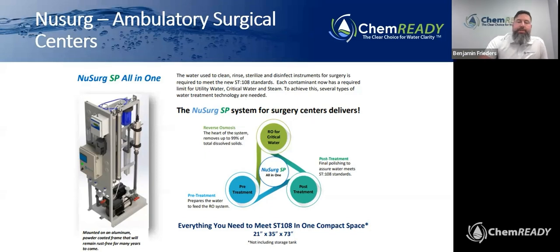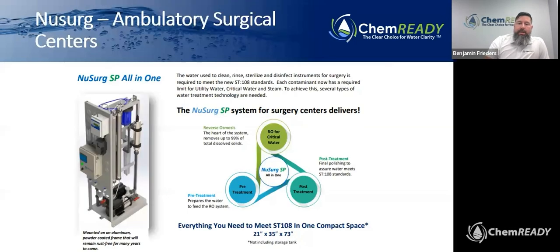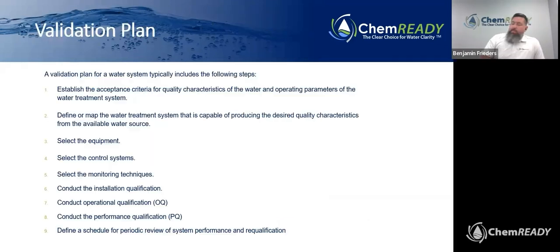So those are your two options when it comes to critical water systems. Your full big hospital spec, because typically the hospitals have a larger demand for critical water, and an ASC type system that puts out less amount of water, but is perfect for the smaller surgery centers. More on the standard. So we've talked about the water quality equipment required to make critical water.